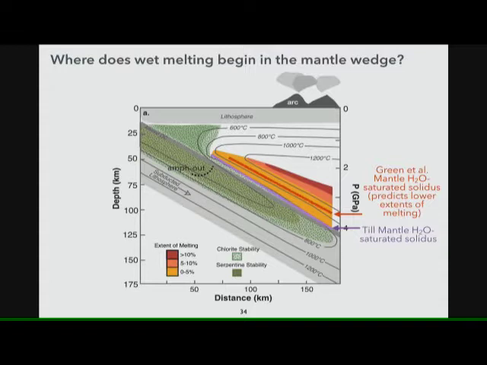Nobody's really tested that. So that could be a fun thing for you guys to test, right? Can we find a way to test what the maximum extent of melting is in the wedge and prove one of these solidus temperatures right or wrong?